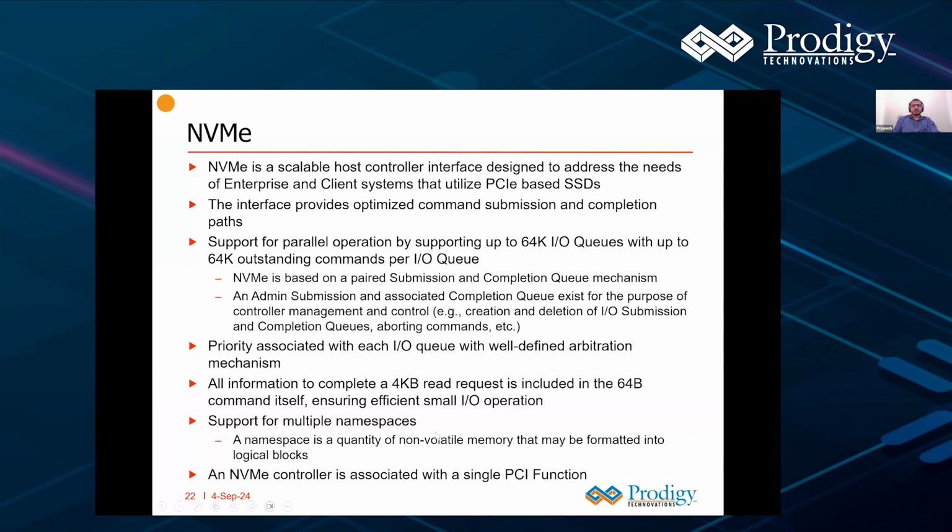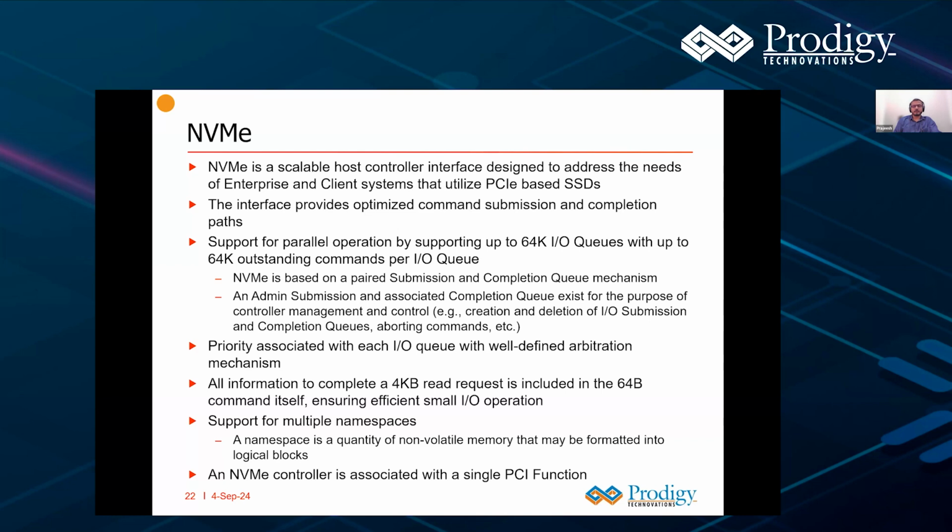transactions. And most all of these, PCI supports up to a 4 kilobyte read request. So basically all the information needed to perform this 4 kilobyte read request is included in the 64 byte NVMe command. So the NVMe command is fixed at 64 bytes, and it has all the information to transfer 4 kilobytes of data. So it supports multiple namespaces. A namespace is basically a quantity of non-volatile memory that may be formatted into logical blocks. Basically like a formatted memory space in the SSD.